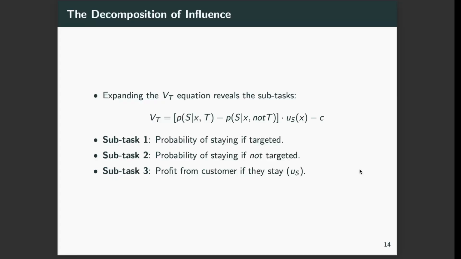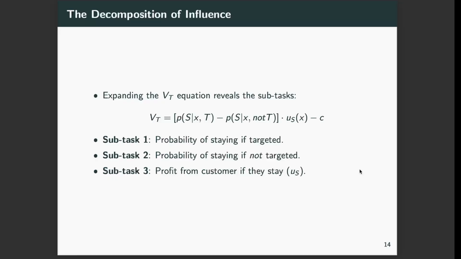The result is V_T = [P(S|X,T) − P(S|X,¬T)] × U_S(X) − C. Let me walk through each component carefully. P(S|X,T) is the probability that the customer stays, given their feature profile X, and given that we do target them with our offer. This is what happens with the intervention.